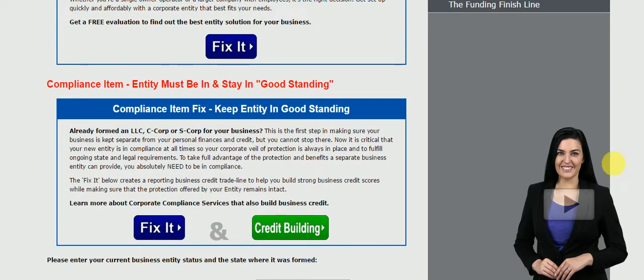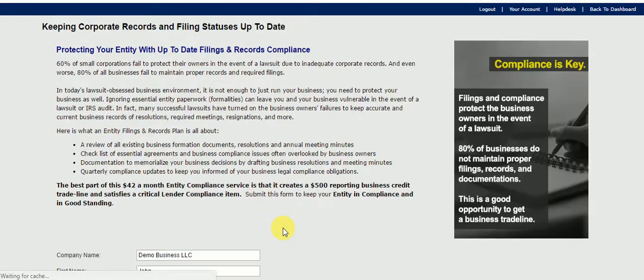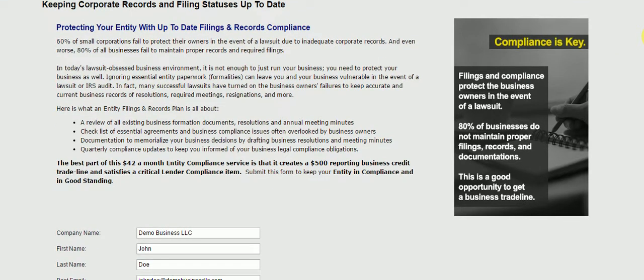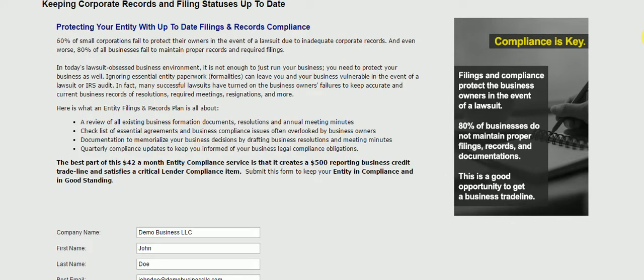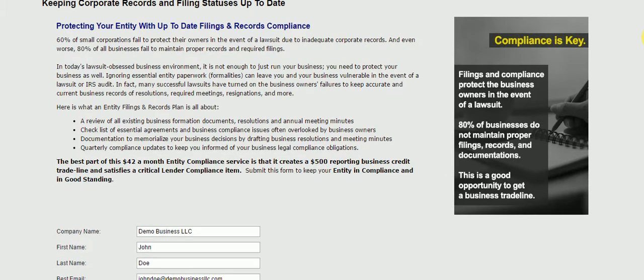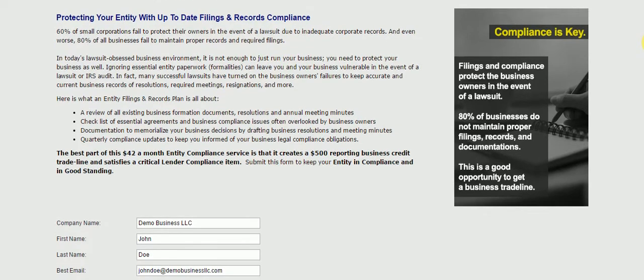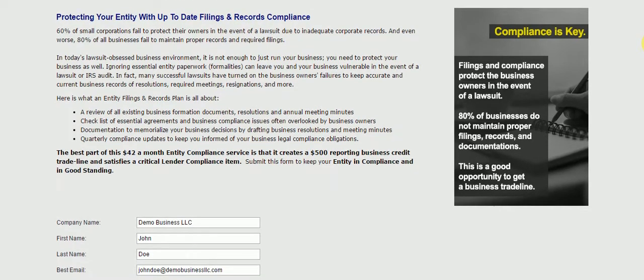Now when it comes to compliance and everything, your business, you want to stay in compliance. So most people hire a third party company basically to keep track of all their filings and all their records to keep their business in compliance. Now with us, you can order this third party service through us, and we actually report this to the business credit reporting bureaus. So we actually report this on your business credit as a trade line.